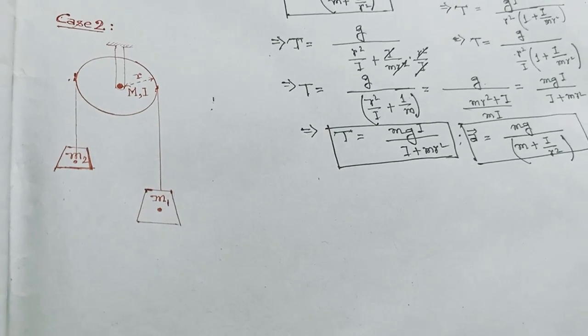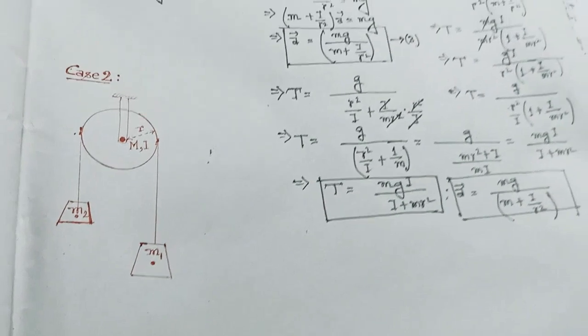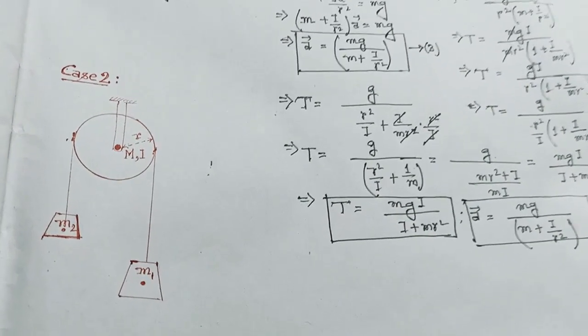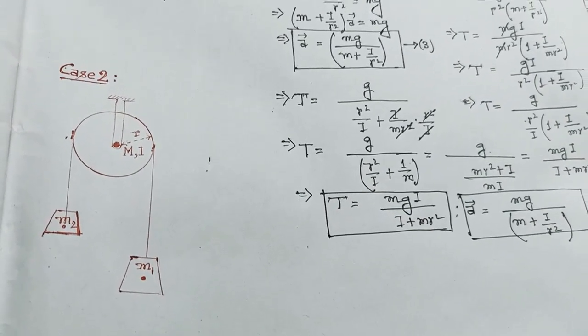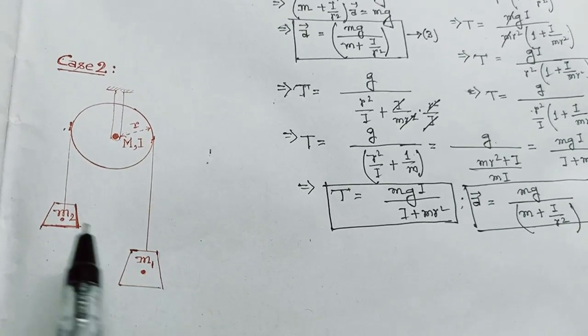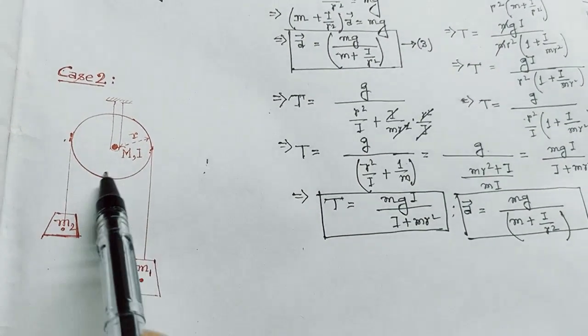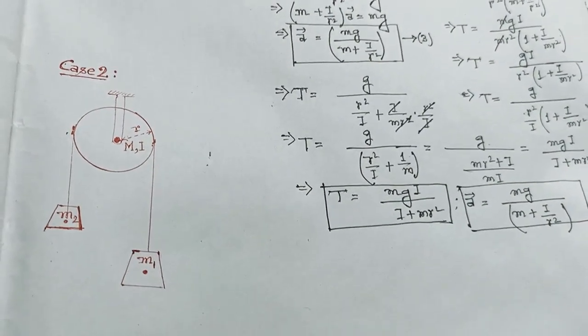Now we'll consider finding the acceleration and tension of a pulley mass system, where two masses are hanging on two sides of a pulley. Let in this system one mass be m1, another mass be m2, the radius of the pulley be r, the mass of the pulley be m, and its moment of inertia be I.